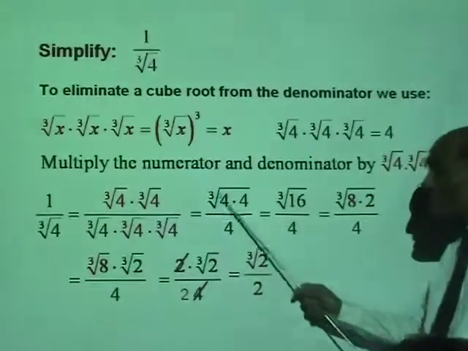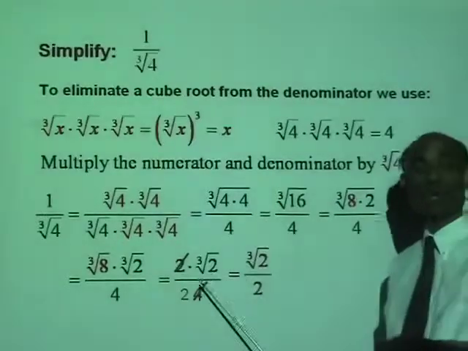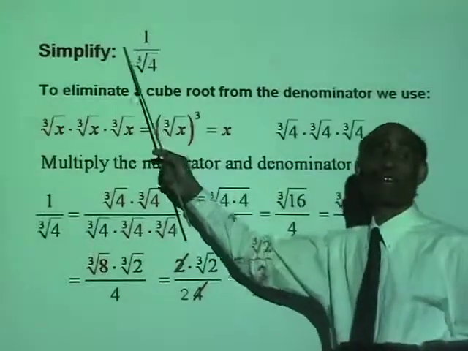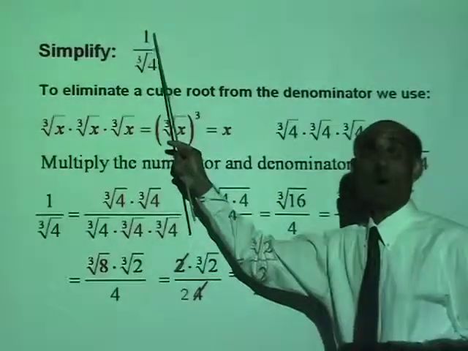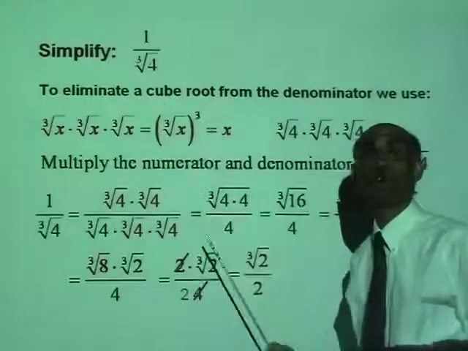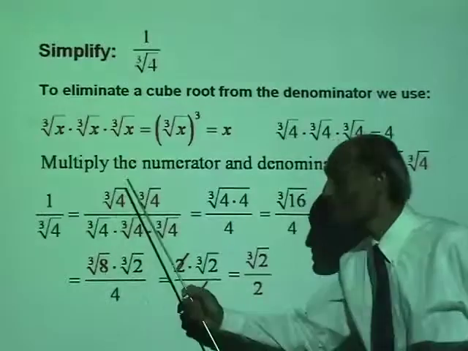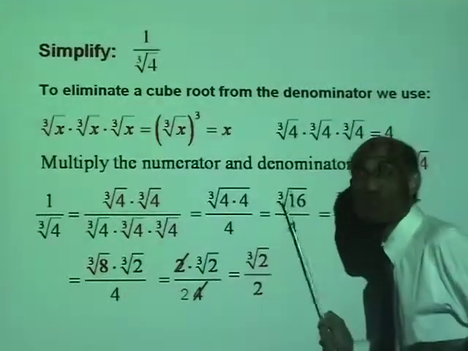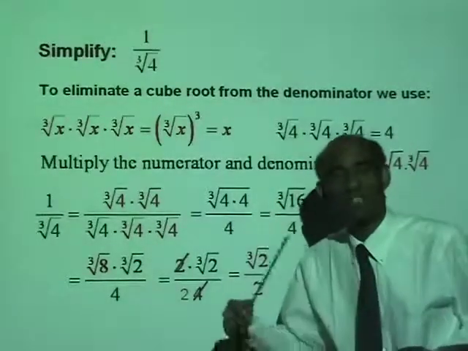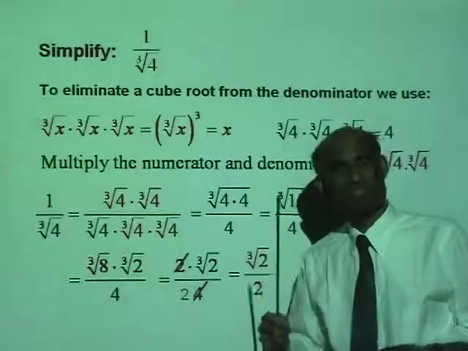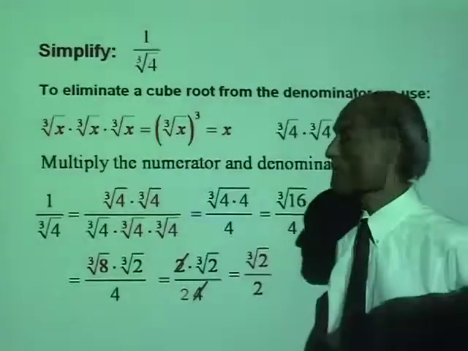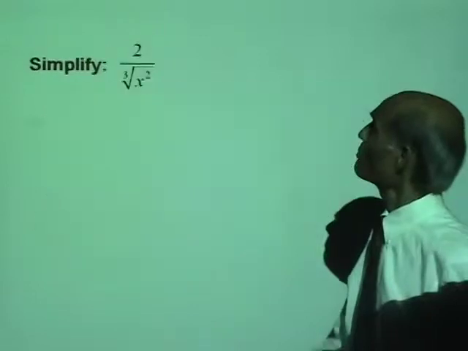Now look at the various steps that we have actually gone through to simplify this quantity. 1 over cube root 4 is cube root 2 over 2. I want you to go through these steps one more time and study these various steps, and make sure you understand it. Okay, let's try one more.